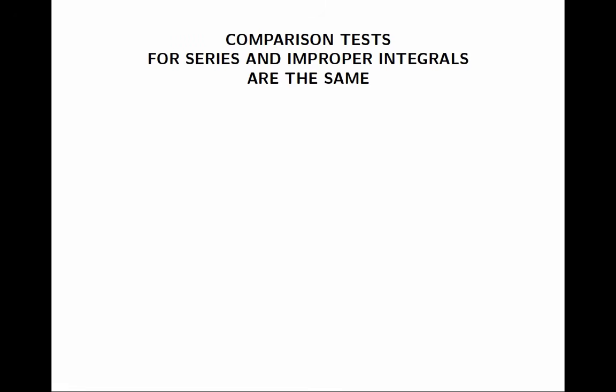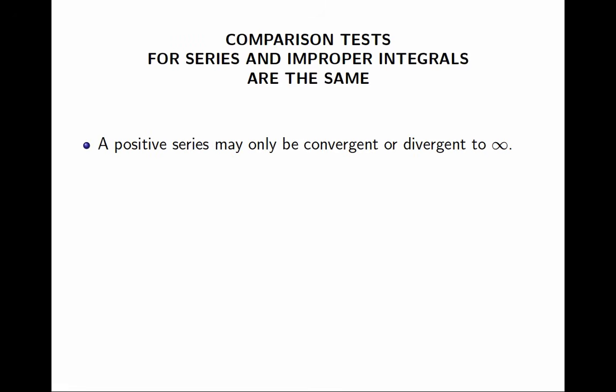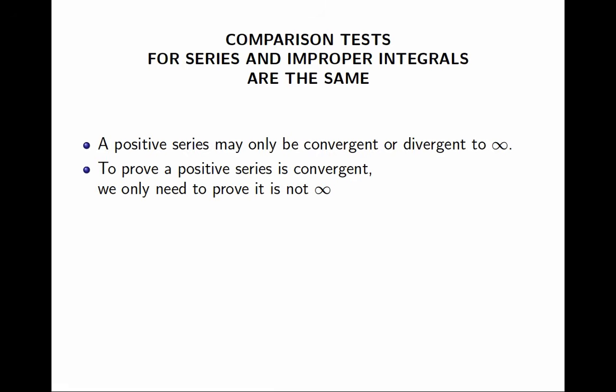First, the main result that these theorems are based on is the following. If I have a positive series, it may only be convergent or divergent to infinity. Other types of divergence are not possible. And as a consequence, if I want to prove that a positive series is convergent, all I have to do is prove that it is not infinity. This is at the basis of all comparison. This is what allows us to write comparison tests.